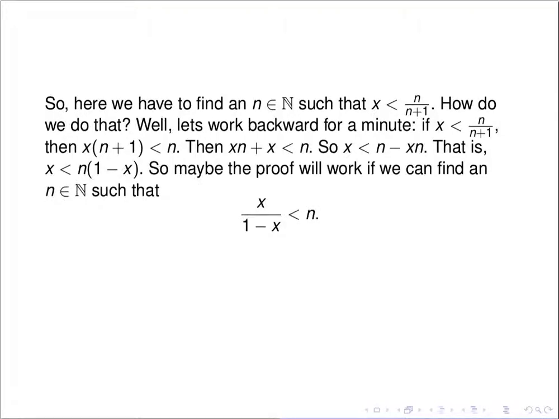So maybe the proof would work then if we could find a natural number larger than the real number x over 1 minus x. All right. So let's see. That seems reasonable. We know that x is less than 1. So in particular, x is not 1. So x over 1 minus x is a well-defined real number.